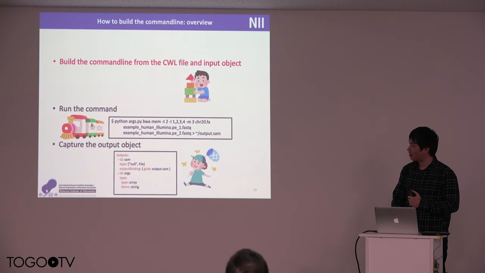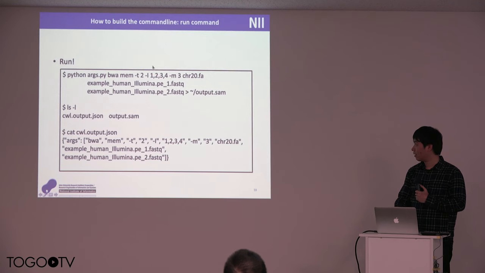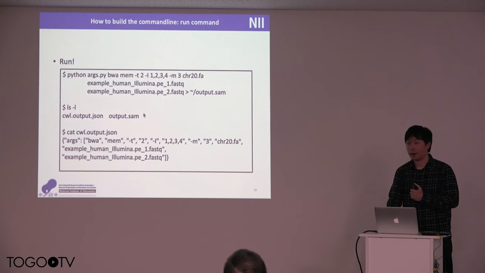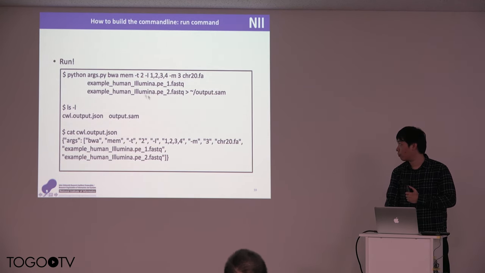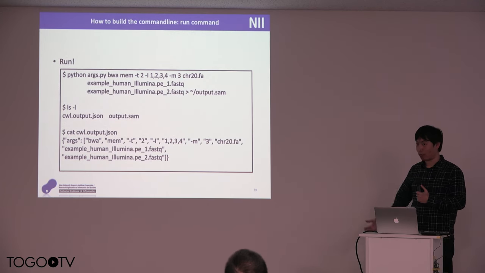But the second one is easy because we already have the command line, so we just execute this command. And after that, we can get two files. One is redirected from the command, and the second one is generated from this Python script. And the content of this cwl.output.json is right here, like this one. Yeah, so running is okay.